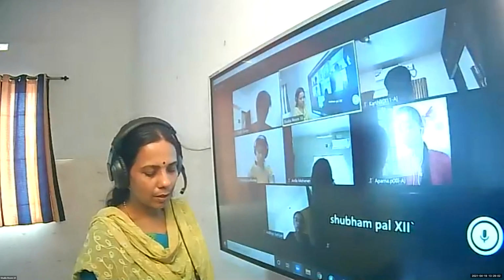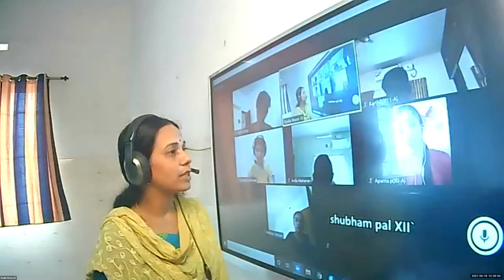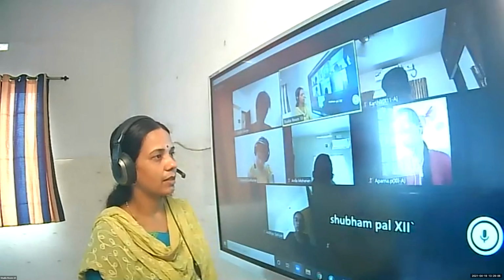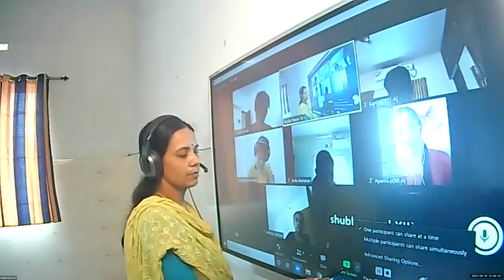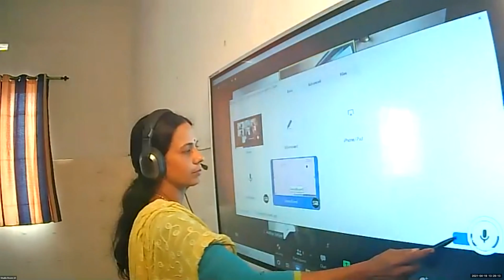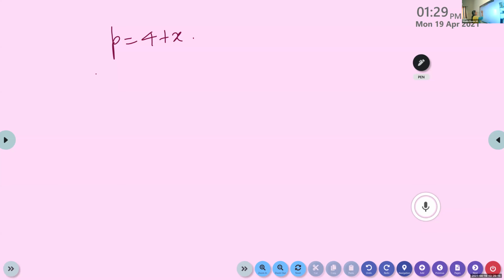And here also X naught is given. Number of units to be sold is given. X is given. Price is not given. So again, we have to find P naught, isn't it? Given X naught is equal to 12. What will be P naught? It is equal to 4 plus X naught. So it is 4 plus 12, which is 16. P naught is 16.